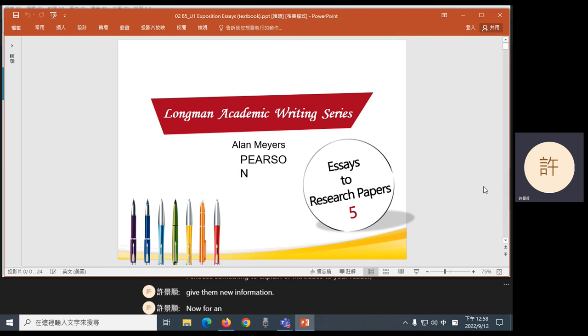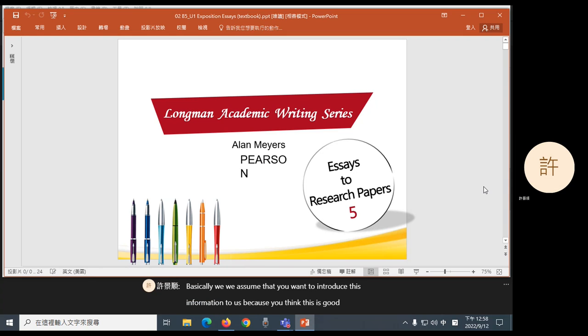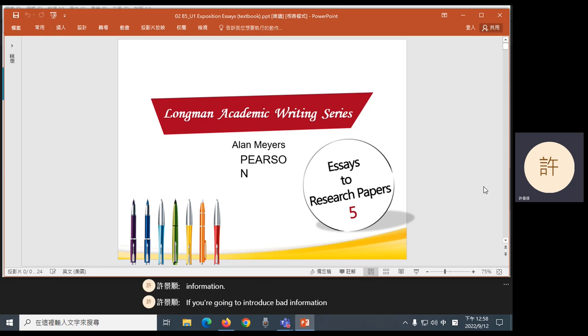Now, for an exposition essay, you probably should not give your personal belief about what is good and what is bad. Basically, we assume that you want to introduce this information to us because you think this is good information. If you're going to introduce bad information, that's just wasting our time, right? So you don't have to convince the reader that this is good or bad. We kind of assume already that it's good. So focus on how to present the information.